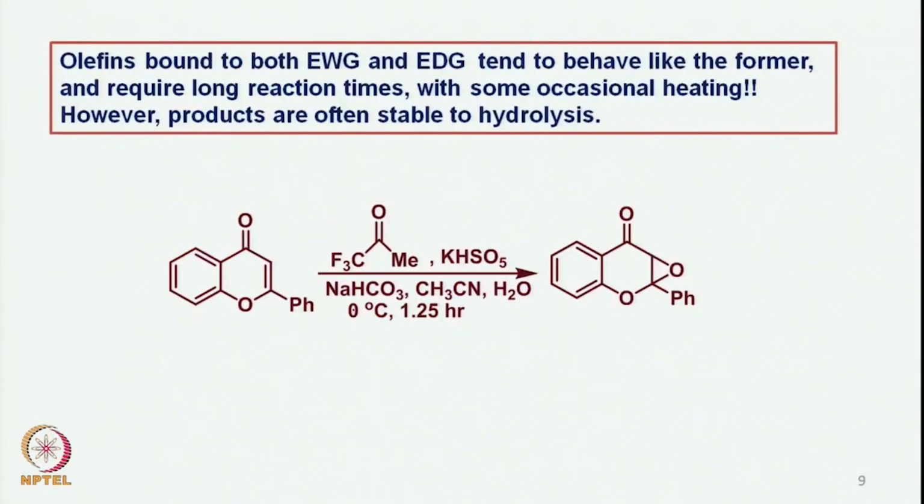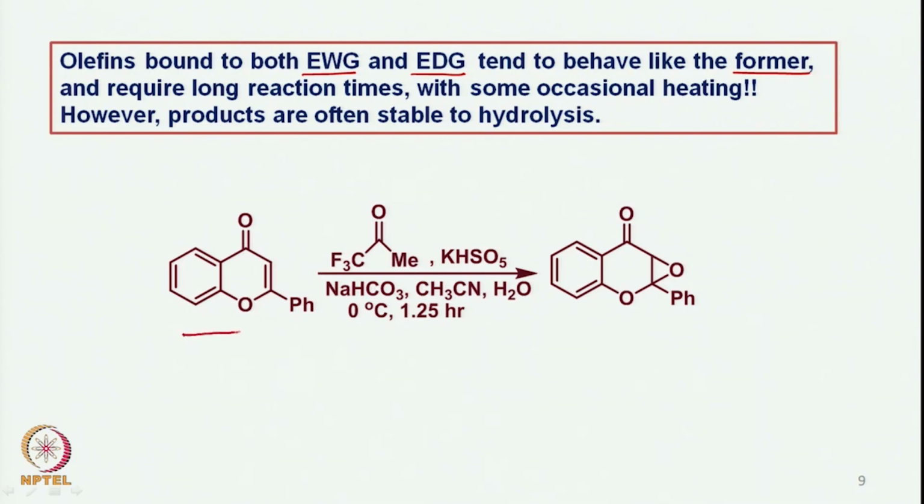When the olefin is bound both to an electron withdrawing group as well as an electron donating group, the olefin more or less behaves like the former, that is the electron withdrawing group, and generally takes a long time with some occasional heating. We may have to heat in some cases, obviously people try to avoid that as much as possible. However, as we discussed earlier, the products are relatively stable to hydrolysis.